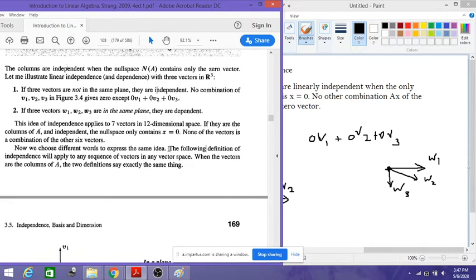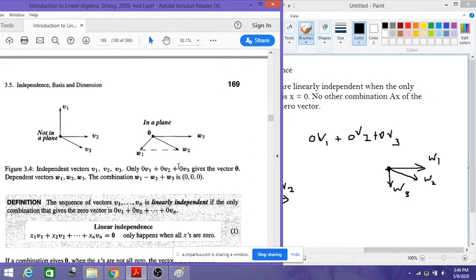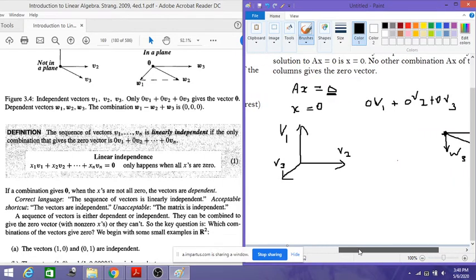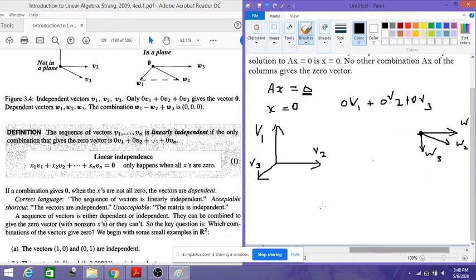So likewise, if there are 7 vectors in a 12-dimensional space, then they are the columns of A, and they are independent, and the null space is only x equal to 0. None of the vectors is a combination of the other 6 vectors, so that will result in that kind of form. So let us write one more definition for the linear independence case here.